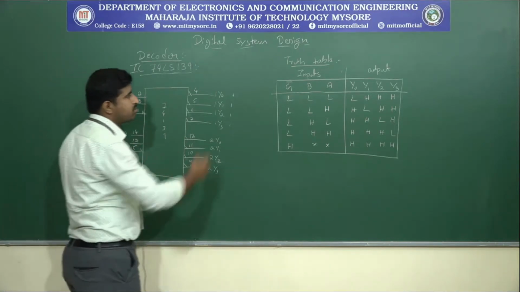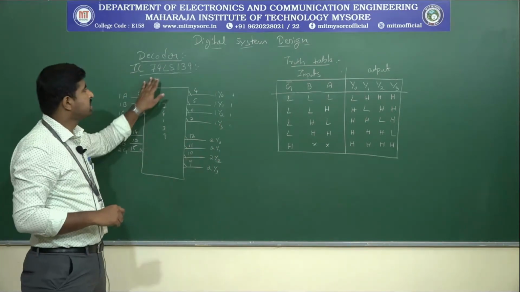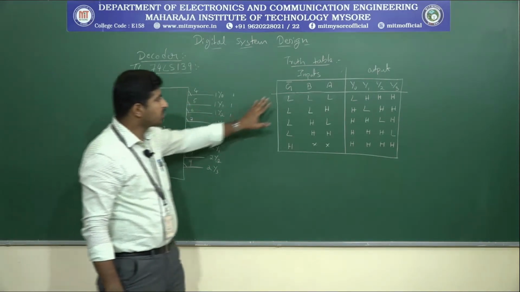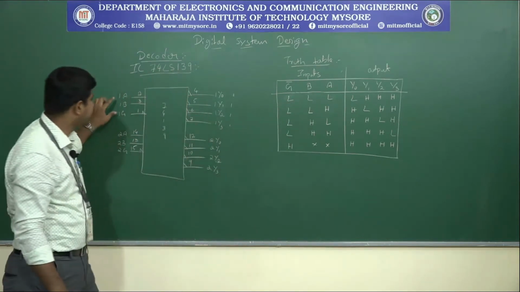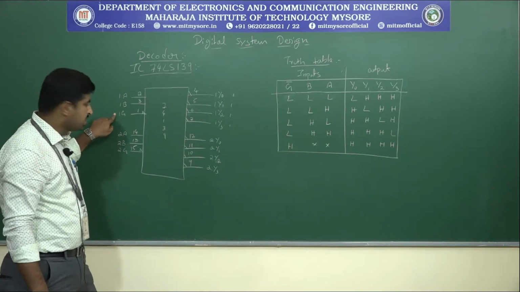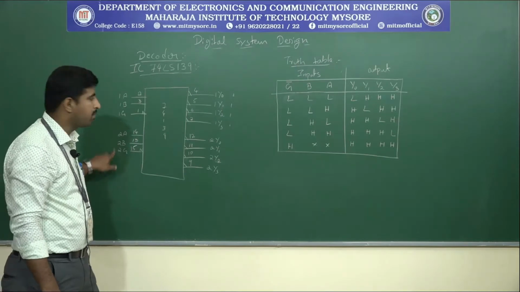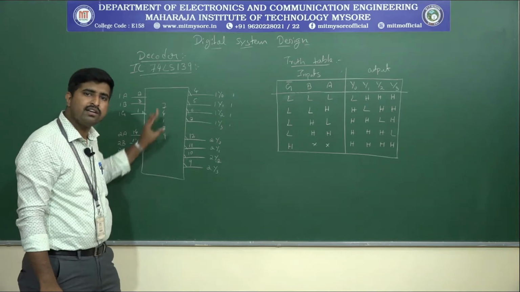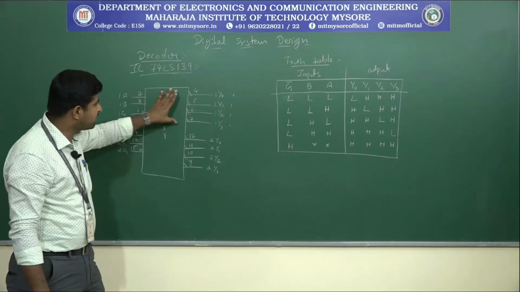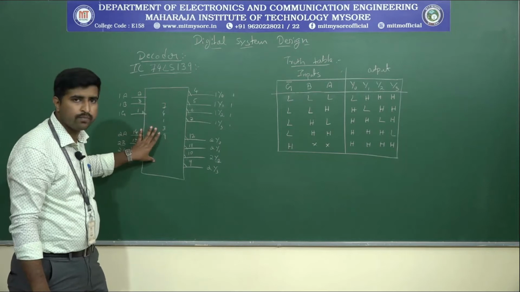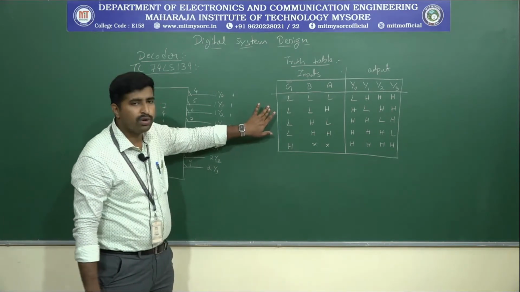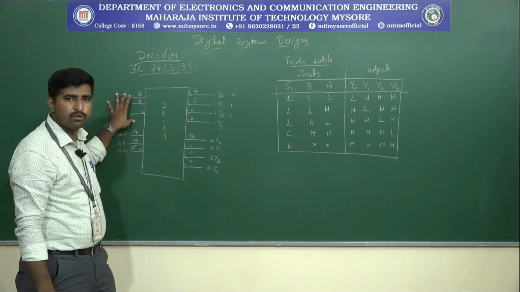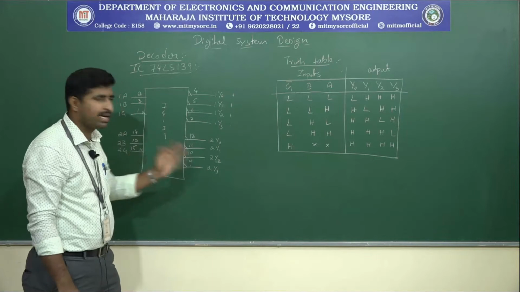Next let's come to the truth table of the 74LS139, the 2:4 decoder. Here we have two sections: 1A, 1B, 1G, and similarly 2A, 2B, 2G. The truth table is given only for one section because the other section is the same as the first. Analyzing one is the same as analyzing the other, so we write only one truth table for the dual 2:4 decoder.